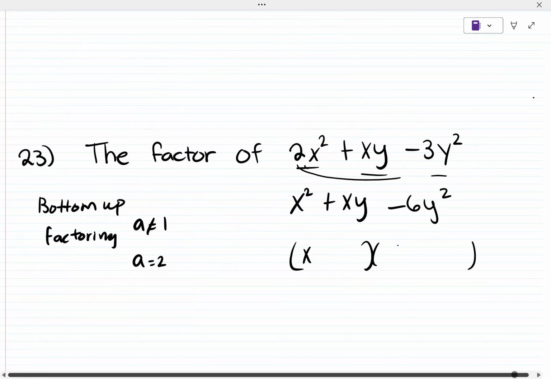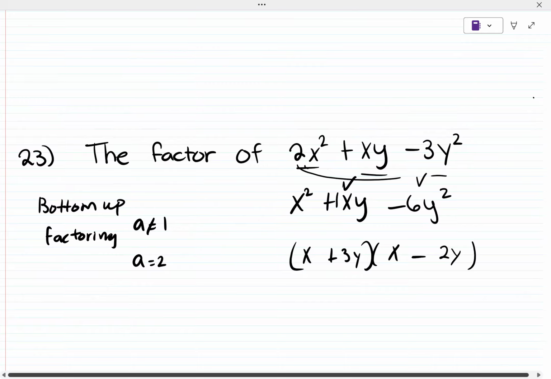So this is x, x, and then what two numbers multiply to negative 6 and add to give you 1? It would be 3 and 2. Don't forget, we want a y squared, so you have to put a y here and a y there. I'm going to do a positive 3 and a negative 2 because 3 times negative 2 is negative 6, and 3 plus negative 2 is positive 1. So that's how I know.